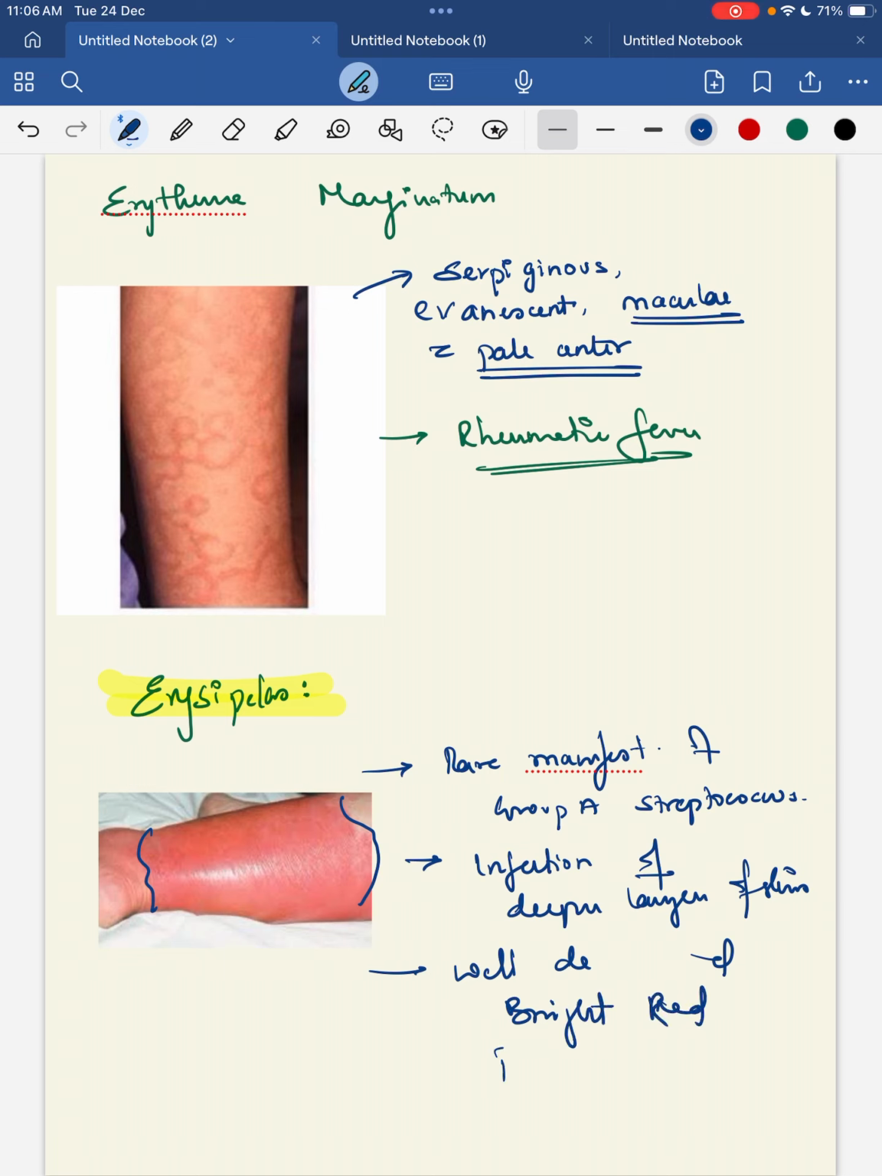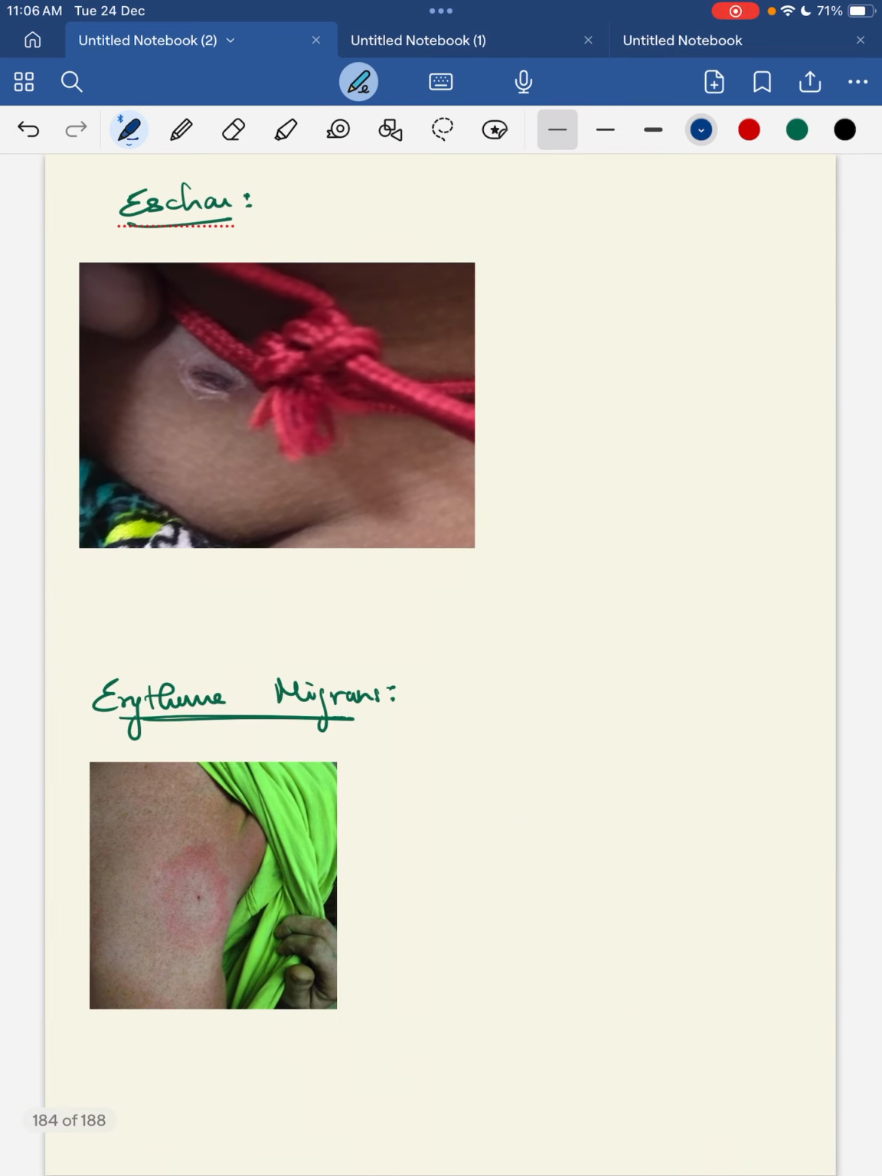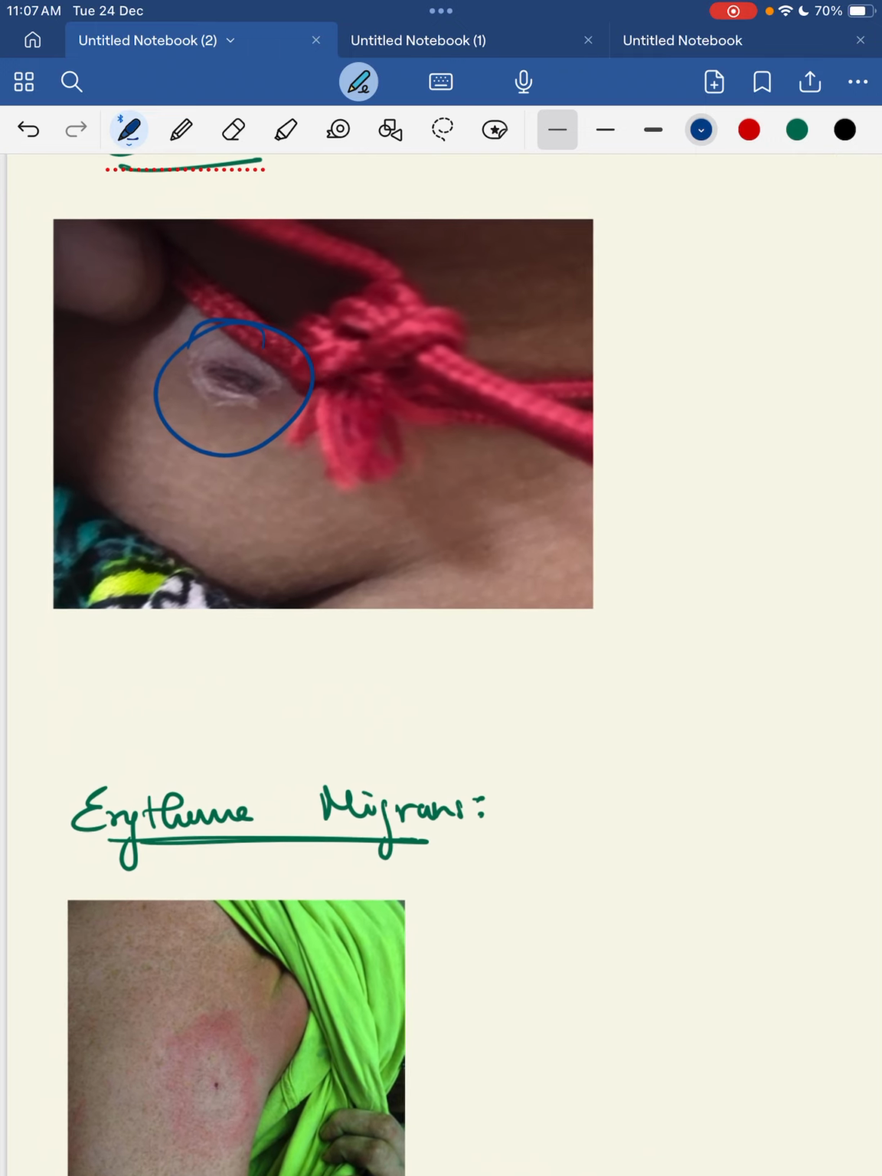Okay. So the causes of a child presenting to you with fever and eschar are: one is your scrub typhus, that is your rickettsial infection. Pseudomonas aeruginosa can also present with this type of lesion. Next will be your aspergillus.